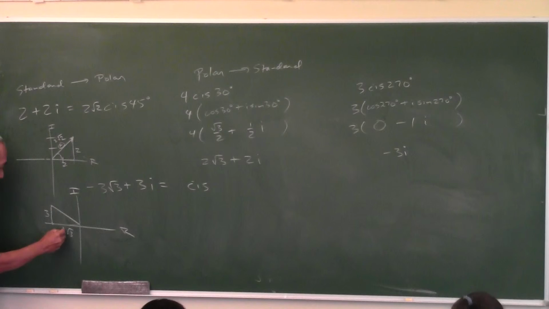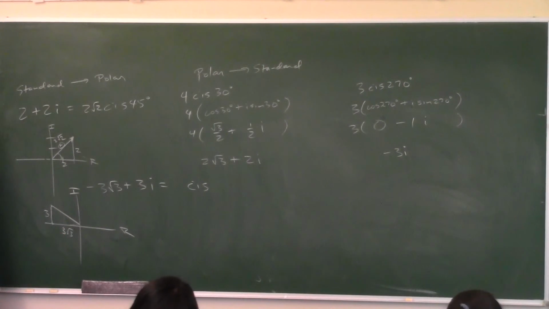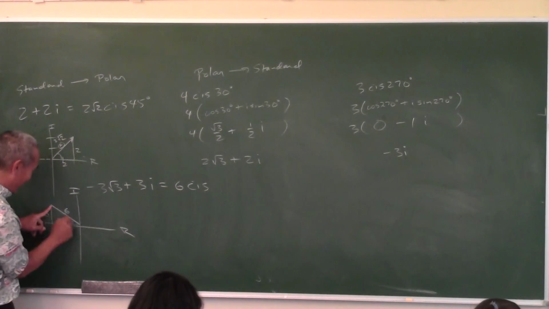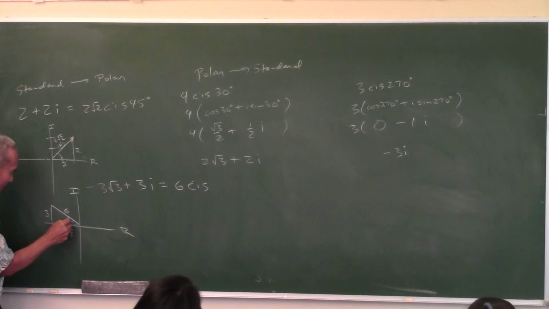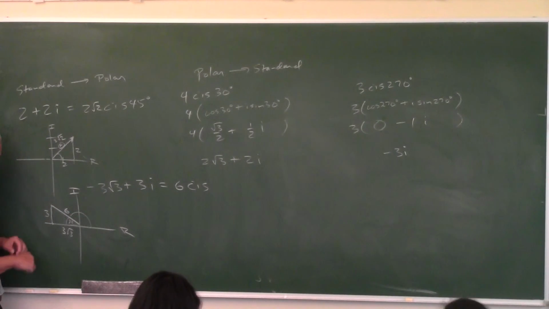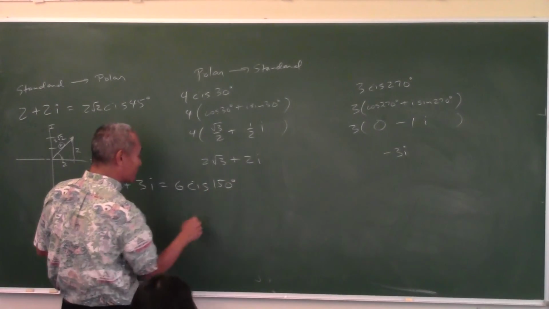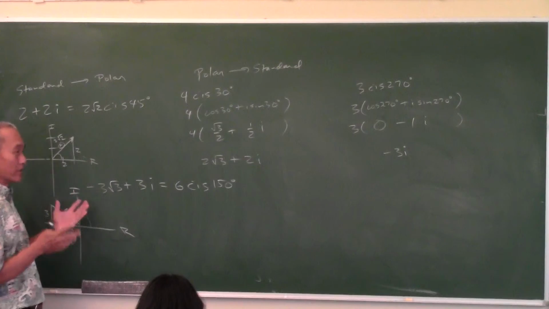We did this 2 nights ago. I'll give you a hint. This is a 30, 60, 90 triangle. Look, in a 30, 60, 90 degree triangle, the hypotenuse is double the short leg, so that's 6. That's r. See, that's how far you are from the origin. Now, if this angle here is 30, what's that angle going over there? 150.